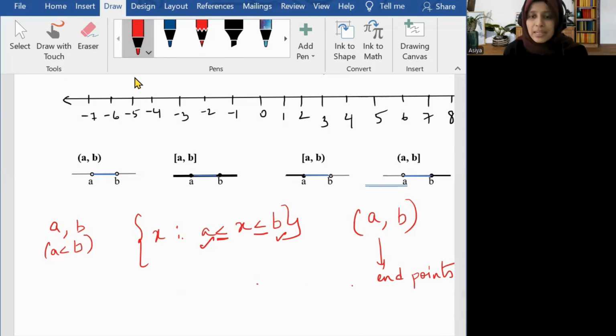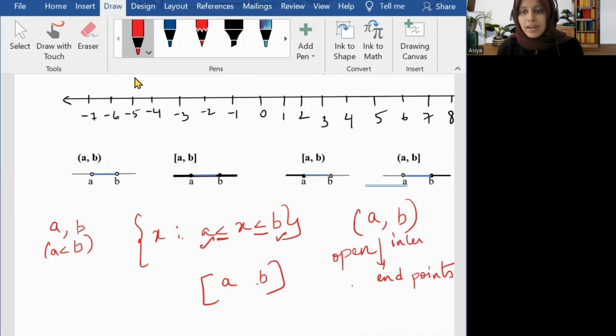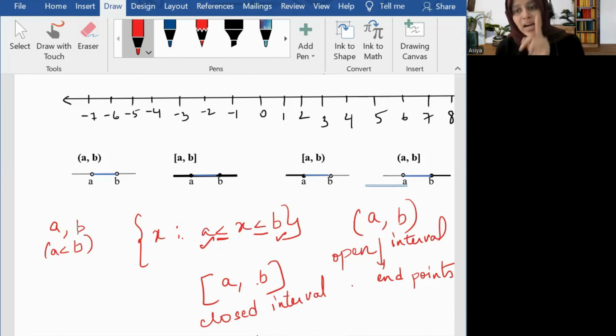Now, this representation is written in the form of closed interval. Okay, now what do you mean by closed interval? When I'm talking about closed interval, I'll be using the square brackets. Please remember, when I'm talking about open interval, I will be using these small brackets, and when I'm talking about closed interval, I'll be talking about square brackets. And in the case of closed interval, A and B are both included.